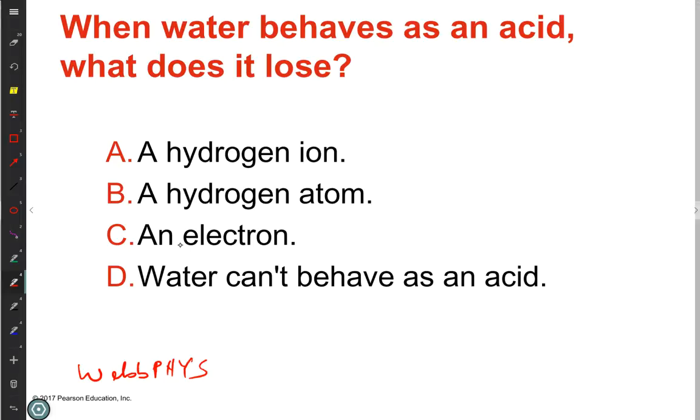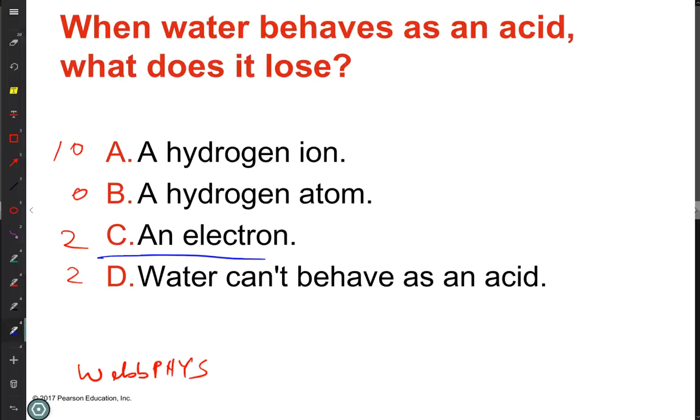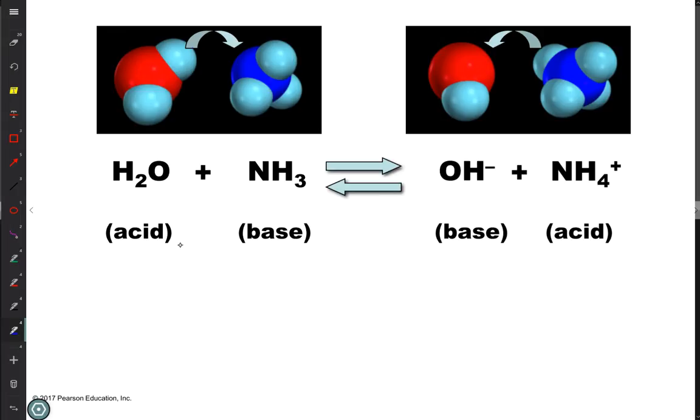So we had 10 that said hydrogen ion, 0 that said hydrogen atom, 2 that said an electron, and 2 that said water can't behave as an acid. Candace, give us your reasoning here. Well, I said C, because I thought we were talking about electrons that were being donated. Okay. It was hydrogen atoms moving across.